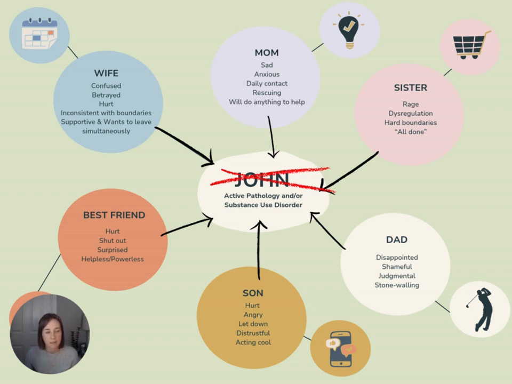And it is likely that the way he behaves, interacts, all of that with the family does increase some of the symptoms or does impact some of the symptoms. But the reason that I'm removing John from the middle here is because we're going to really try to shift our thinking into it is pathology or substance use that is impacting the family system, not John himself.